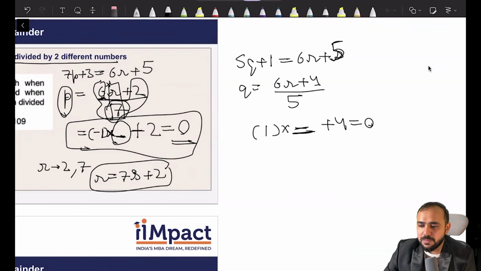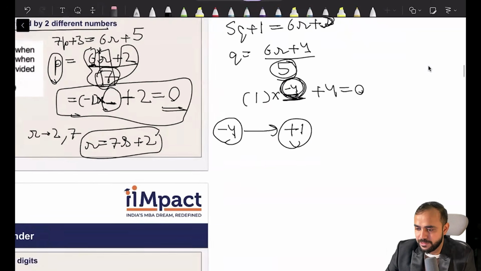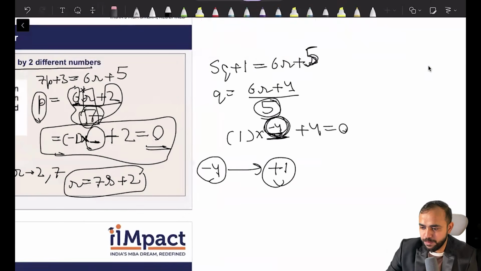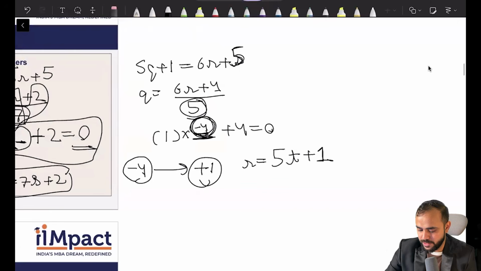Because 1 into 1 plus 4 will give me 5, and 5 remainder when divided by 5 means what? A remainder of 0. So you can get the negative remainder. You will say that this remainder should be minus 4. What does a negative remainder of minus 4 correspond to? A positive remainder of 1 when you are dividing by 5. Yes. Which would mean that this number r is of the form 5t plus 1.